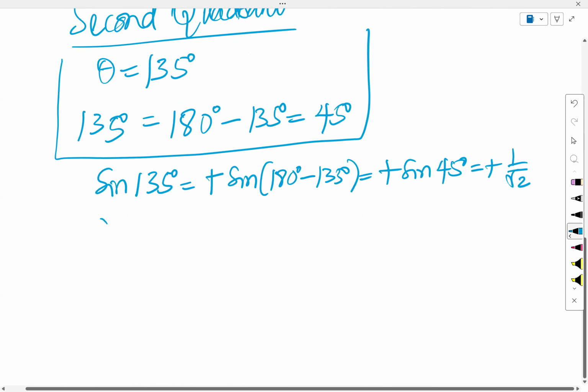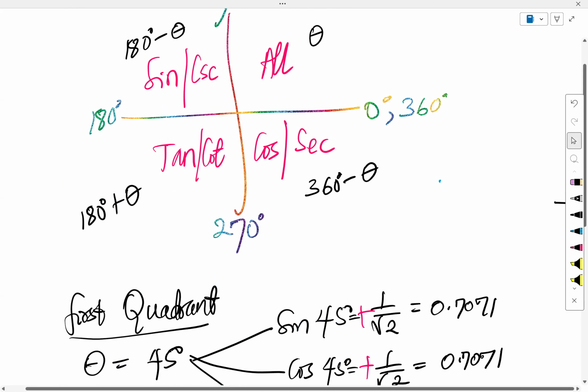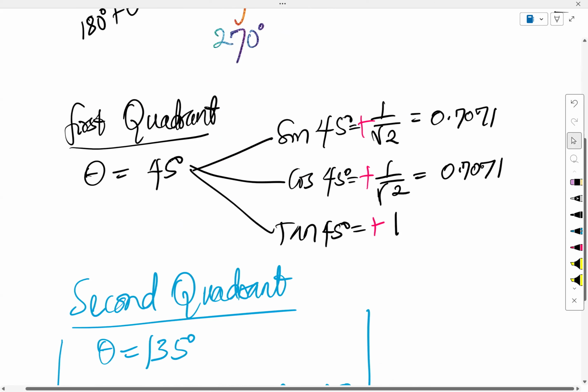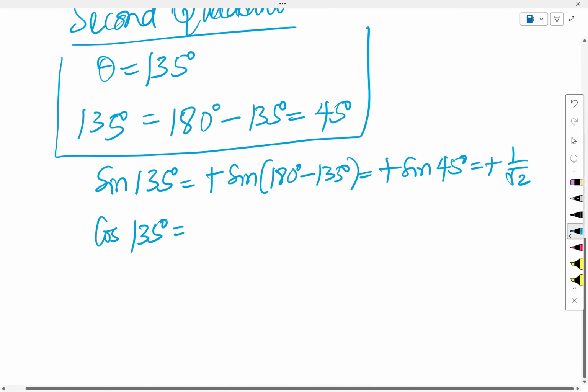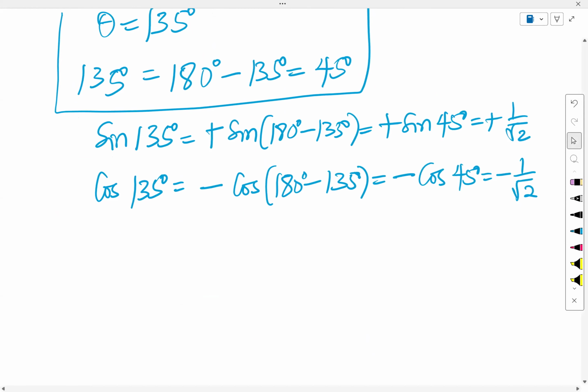Now cos 135 degrees: cosine is not positive in the second quadrant, only sine and cosec are. So because cosine is not positive, you're going to have minus cosine of 180 degrees minus 135 degrees. Oh, sorry, why am I using sine all the way? So minus cos 45 degrees, and that is minus 1 over root 2, because cosine is negative in that place.